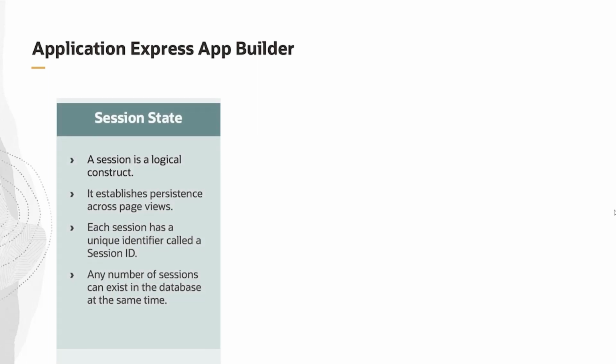Now, Application Express App Builder's other components include session state. A session is a logical construct. What it does is it establishes persistence across page views. Your application URL includes a session ID, and that session ID is used in order to develop consistency while you're navigating across multiple pages in the application. Any number of sessions can exist in the database at the same time.